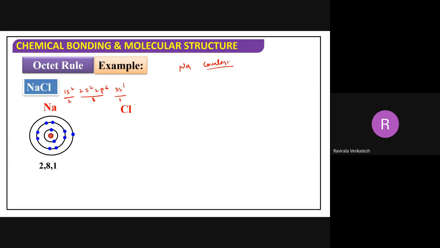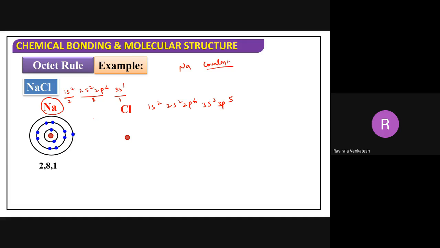Let's see the chlorine configuration again. Same 1s2, 2s2, 2p6, 3s2, 3p5. Now, if you observe this one, with sodium there is no chance of a covalent bond. Correct or not? Chlorine with sodium, there is no chance of getting what? Covalent bond.